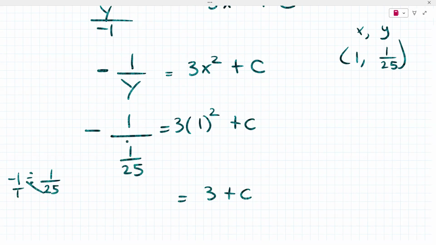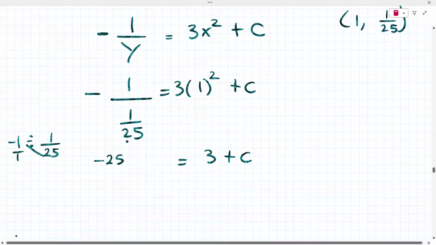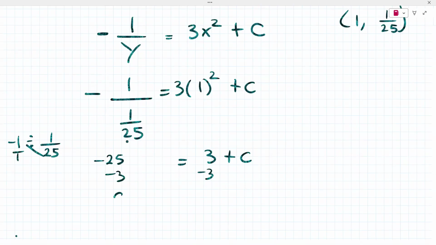You just have to plus 1 plus negative 25 over 1. And then go ahead and solve for c. So I would have to subtract 3. Subtract 3, I get c equals negative 28.